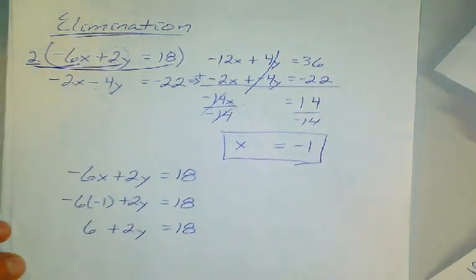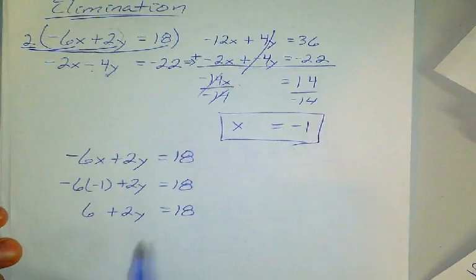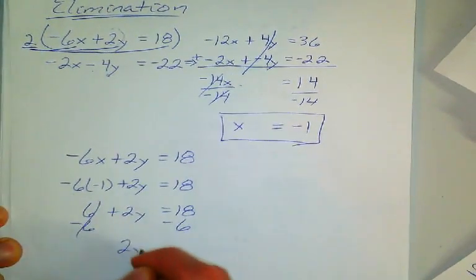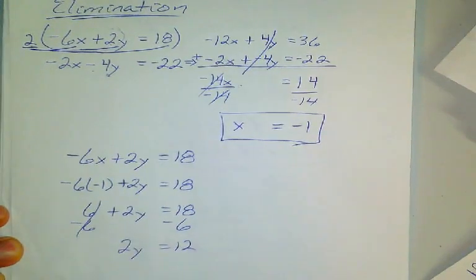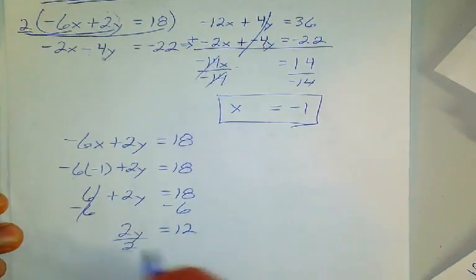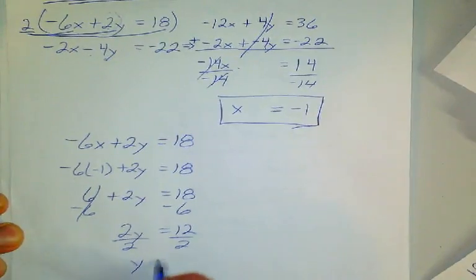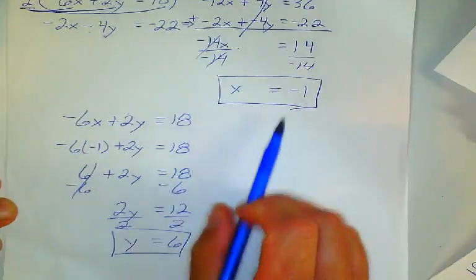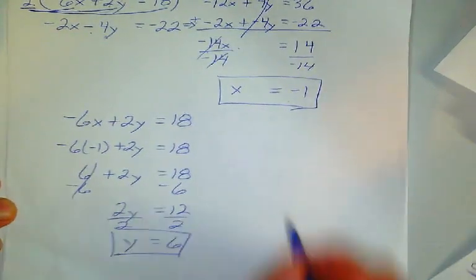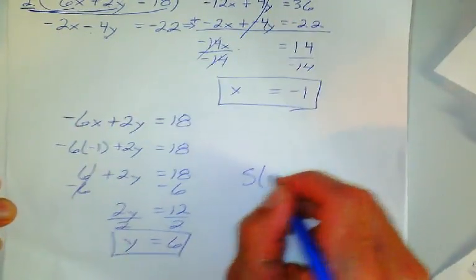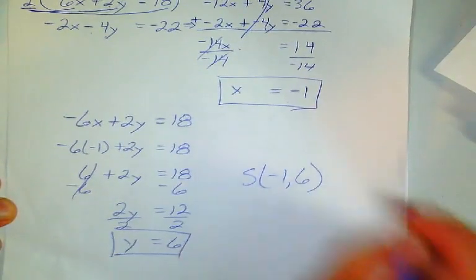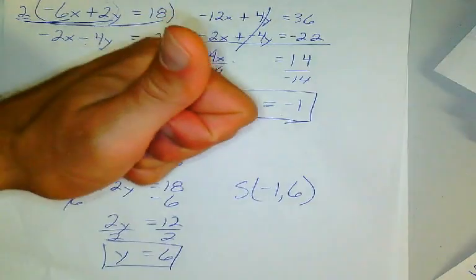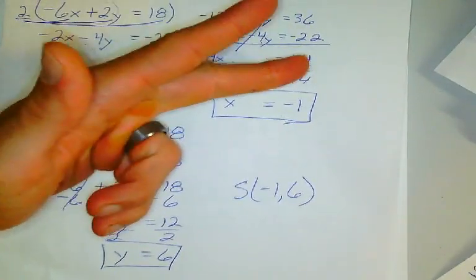Now we just have a two-step equation to solve. Undo your addition or subtraction first. We get 2y equals 12. Undo multiplication or division, so I'm going to divide in this case. And I get y equals 6. So there's my solution: x equals negative 1, y equals 6. I could write that as a coordinate: negative 1, 6. Make sure you put parentheses around them. All right guys, graphing, substitution, elimination. Good luck.